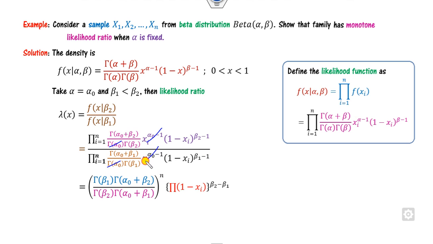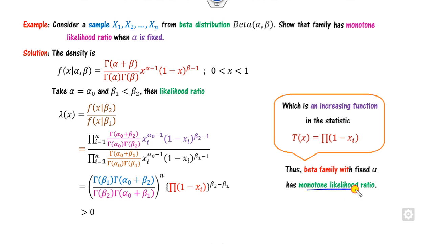Here it clearly says that beta 2 is greater than beta 1, so this number is positive, greater than 0, because this is a real number. So what is the meaning of that? It satisfies the monotone likelihood ratio, and the function of x is here. It means whenever we are trying to find the UMP test, it will be in terms of this product of 1 minus xi.